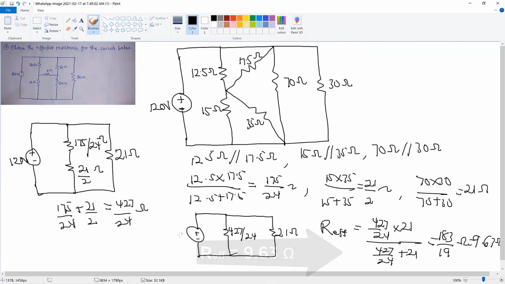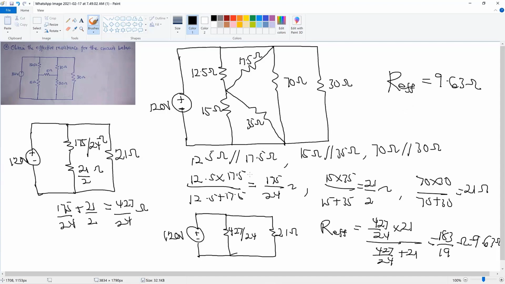Don't forget that we had a 120 volt source acting in the circuit, but this is what the question asks us to find, the effective resistance, and we are done. And the final answer is our effective resistance, 9.63 ohms.